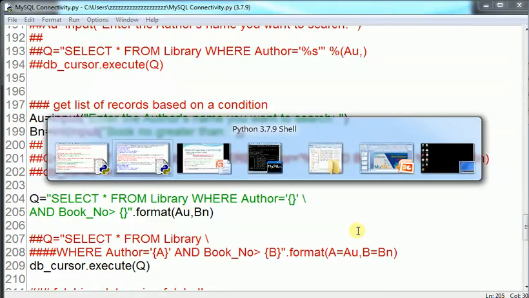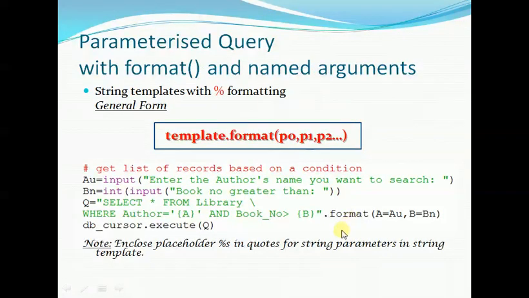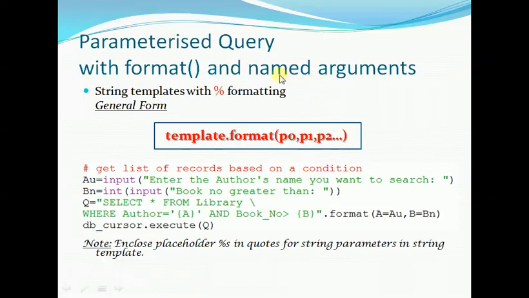Now there is another form also, that is you can give named arguments. See, when we give the placeholder, you can't change this. First you must give AU, then only BN. You can't reverse the position. Otherwise it will be some other data. It will create errors. First the author's name, then the book number. So the solution for that is named arguments. You can give in any order.